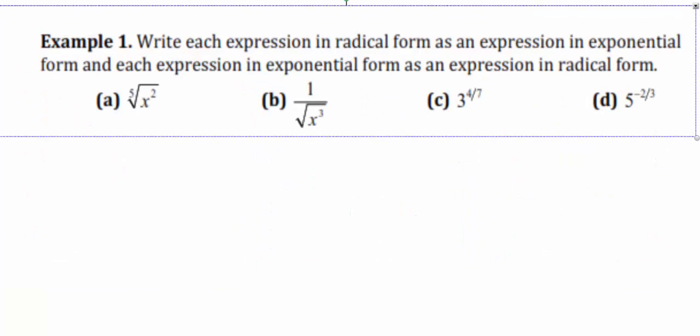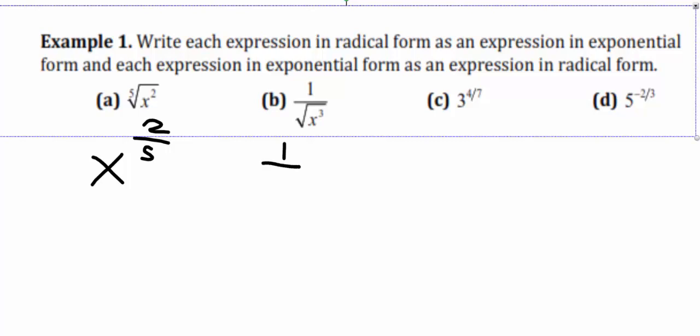All right, so we've got x squared and then taking the fifth root. So we want to write each expression in radical form as an expression in exponential form, and then each expression in exponential form as an expression in radical form. I'm having a hard time talking today. So all we have to do here is say, all right, our exponent is a 2. Our root is a 5. So x to the 2/5. Pretty straightforward, right? Now with this guy we have here.